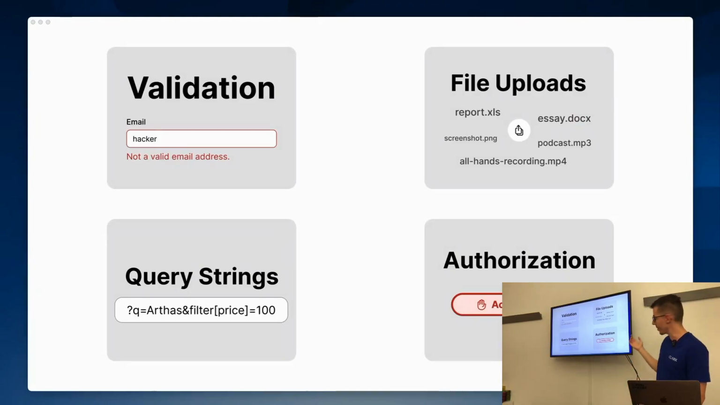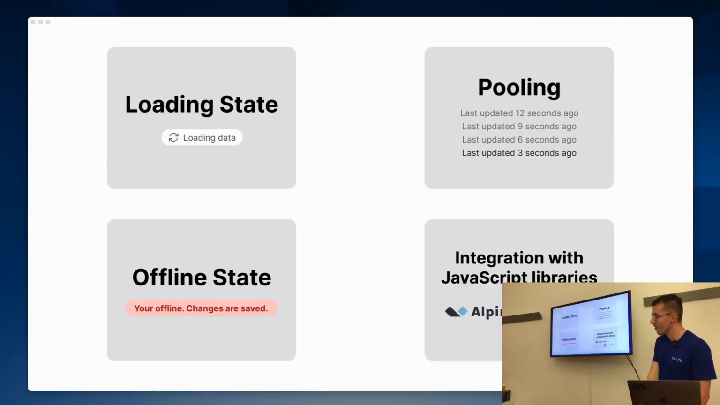First-party authorization support for Laravel policies, if you use them. Loading state detection. If you click something in Livewire, it knows about this, and you can show a loading spinner, for example. Polling to automatically fetch data every X seconds, here every 3 seconds, for example. Offline state detection. If you lose internet access or network access, you can tell your users about this. And integration with JavaScript libraries like Alpine.js, Laravel Echo, or anything else. It just works, basically. And to round things off, I'd like to show what's possible with Livewire in another application of mine.